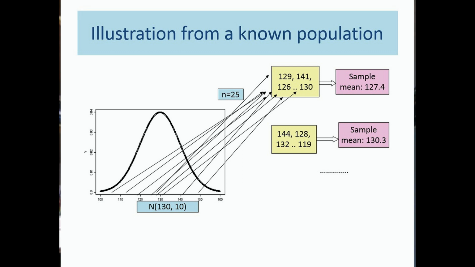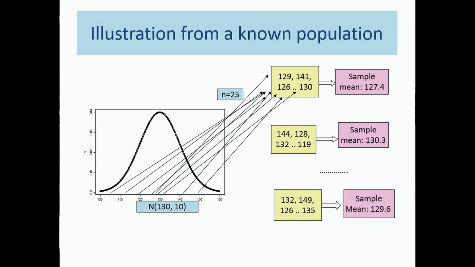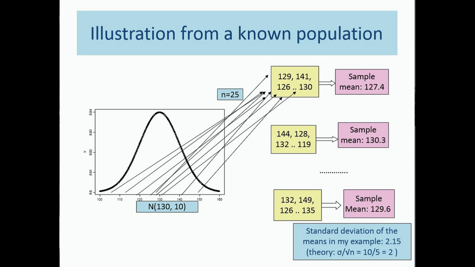And I did this again and again and again. The last sample, also 25 observations, had a sample mean of 129.6. Now I was interested in the standard deviation of those sample means. I calculated it, and it was around 2.15. Much smaller than the standard deviation of the individual observations.